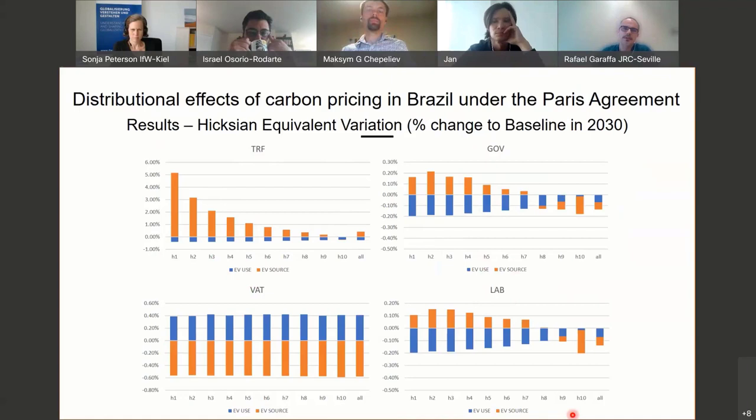And here we can clearly see that, especially in analyzing the rebates scenarios, there is no strong second dividend in terms of welfare gains.